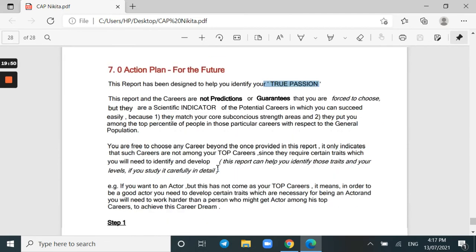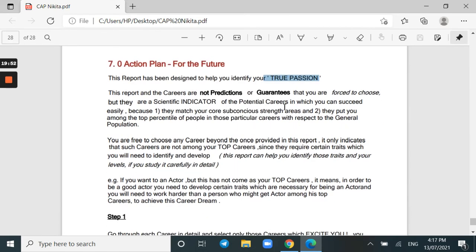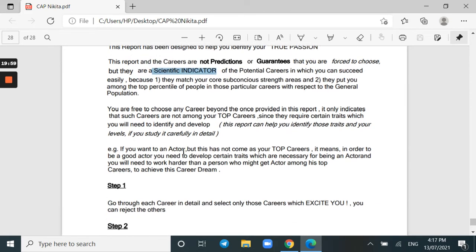How do you do that? So basically, as this says, these are not predictions or guarantees, and you are not forced to choose, but they are scientific indicators of the areas where you will succeed because of the way you naturally are.